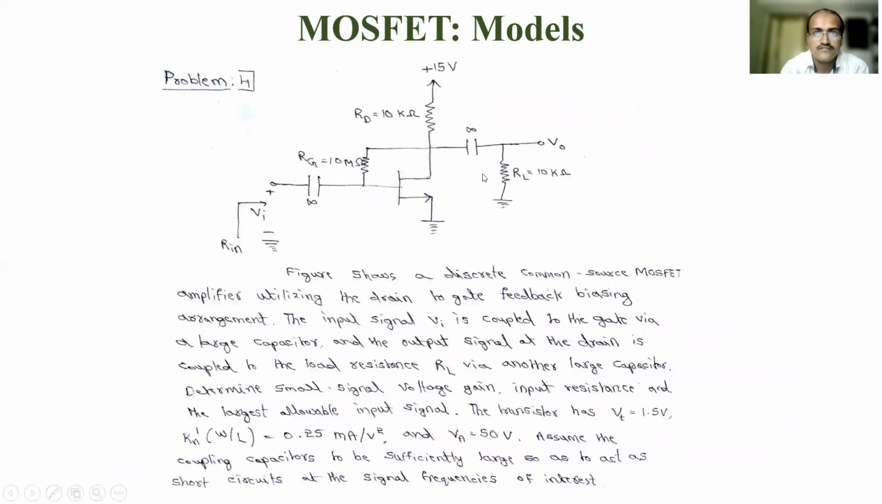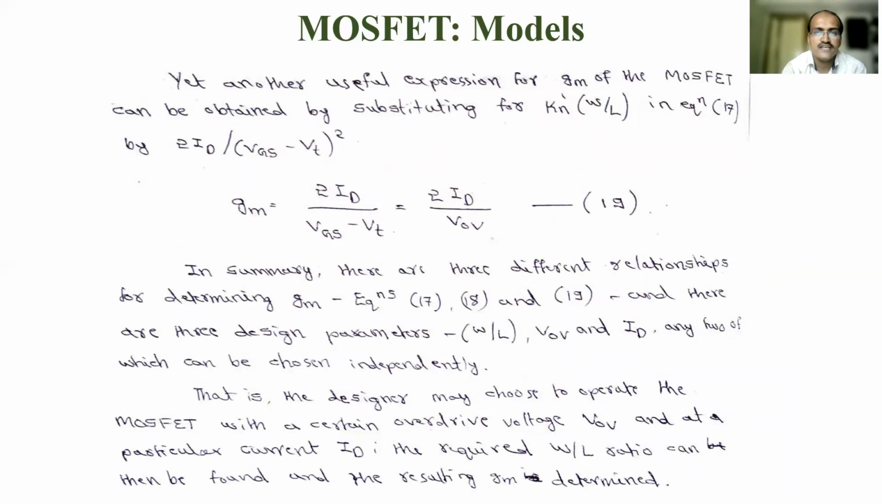Before that, a few points. We can now give different expressions for GM. For equations 8, 9 we gave one expression, and in equation 18 we gave a new expression for GM. Now 19 is one more expression. Yet another expression for the MOSFET can be obtained by substituting for Kn dash W by L in equation 17. Earlier I substituted VGS minus VT; now I substitute for Kn dash W by L. Then it gives 2ID by VGS minus VT. In problem solving, whichever parameter is given, use the equation that suits you and solve the problem. So there are different equations.